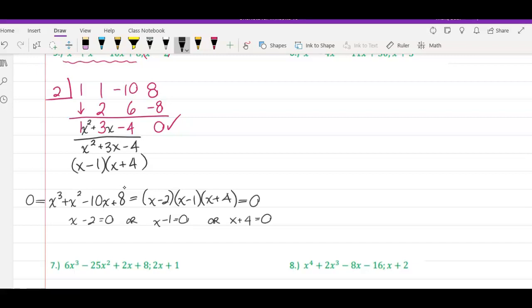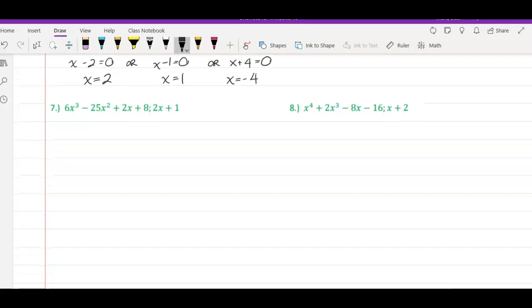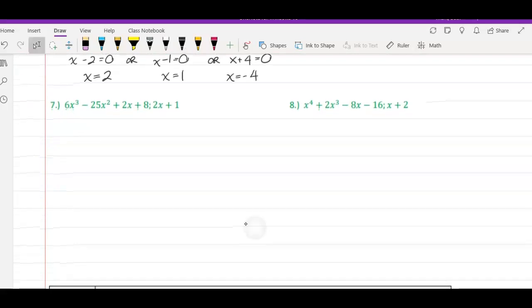Graphically, this means that the graph of this polynomial right here crosses at 2, 1, and negative 4. X equals 2, x equals 1, x equals negative 4. When I put all 3 of these numbers in through synthetic division, I would get a remainder of 0 for all of them.